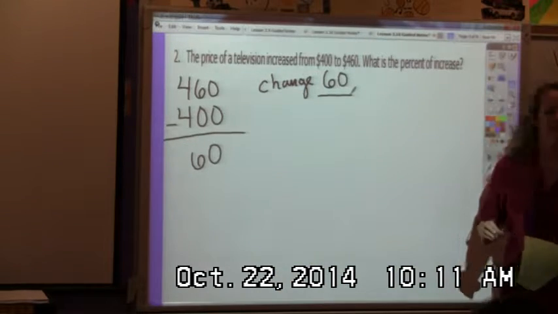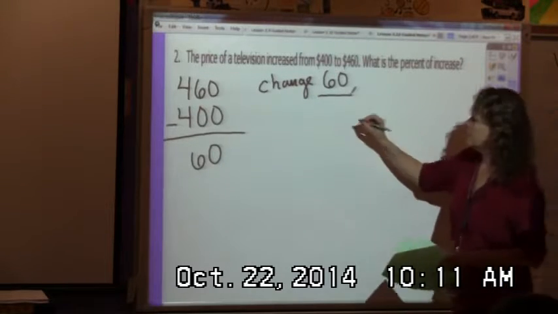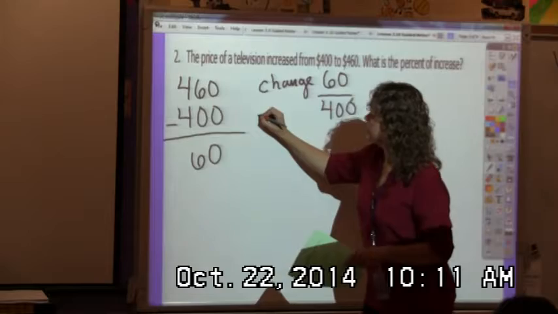What goes on the bottom? 400. Excellent. Be very, very careful here. What was the old price of the TV? 400. That's our original.